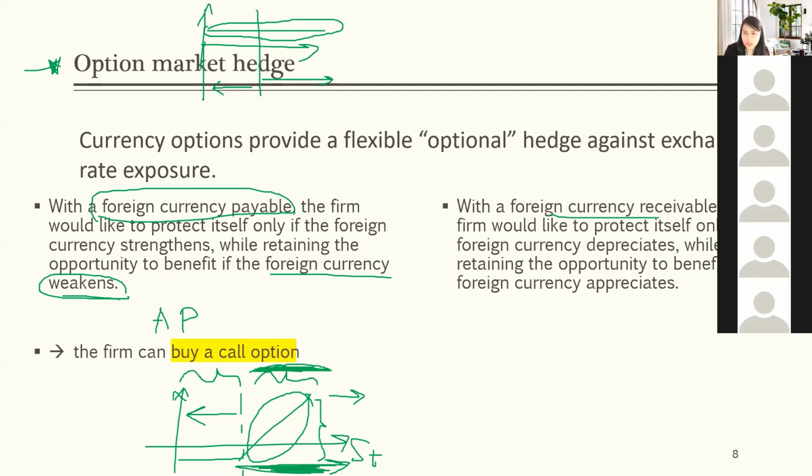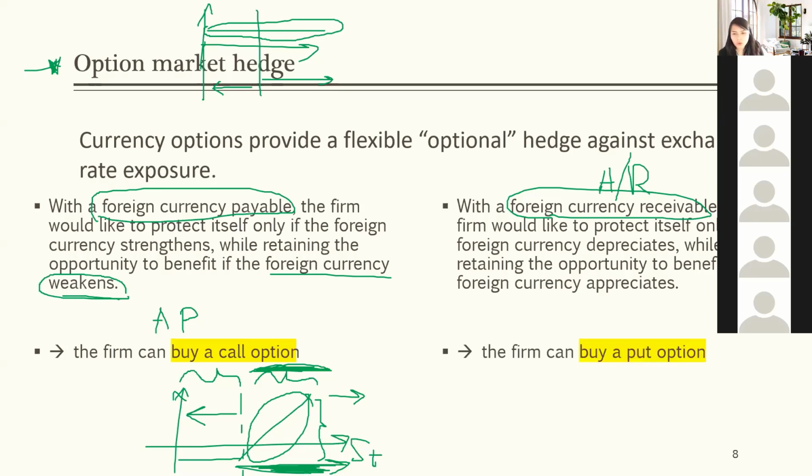So with an account receivable, in this case, you expect to receive the foreign currency in the future, right? So it will be good for you if the foreign currency appreciates in the future. So the upside potential is when the foreign currency appreciates. At the same time, when the foreign currency depreciates, that is when you will receive less in your domestic currency. Okay.